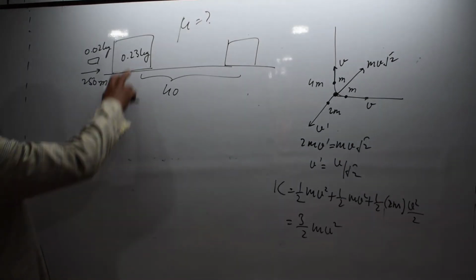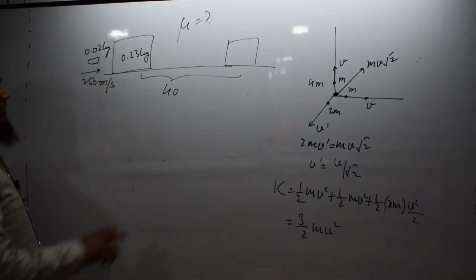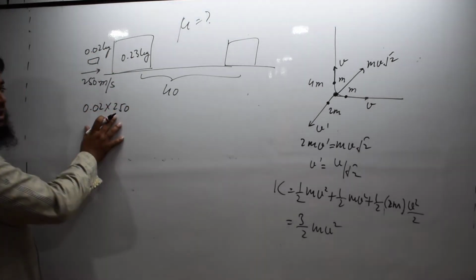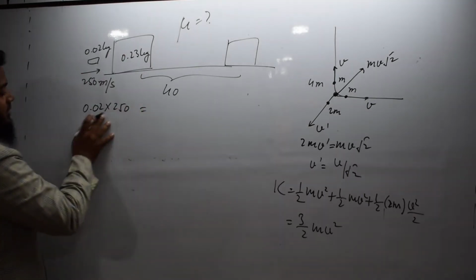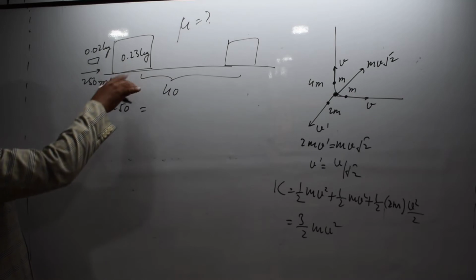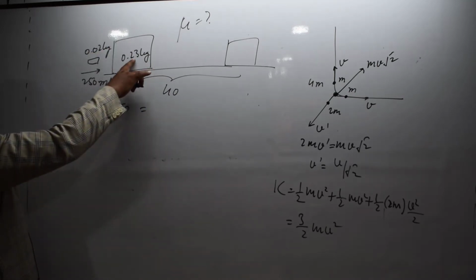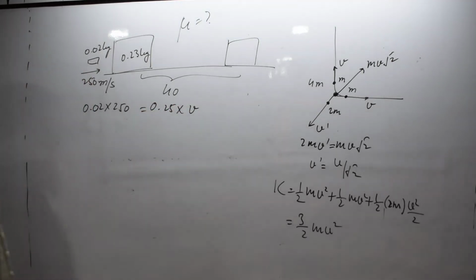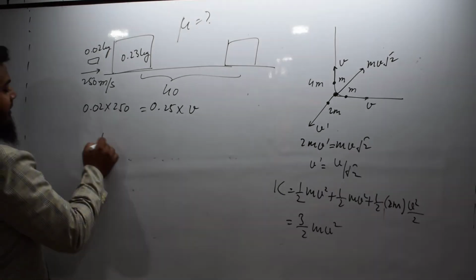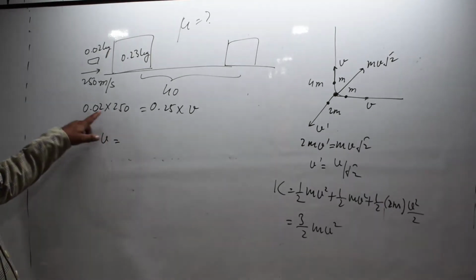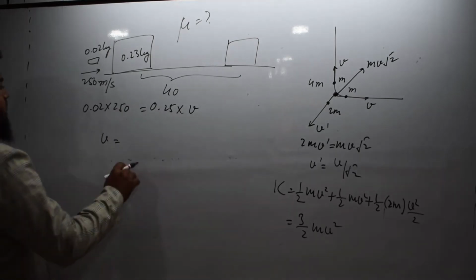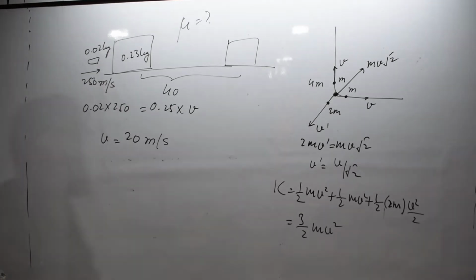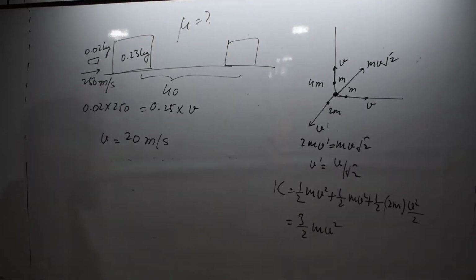Now, we can calculate the initial velocity of the bullet and block system from conservation of momentum. 0.02 into 250 is the momentum of the bullet, and initially the block is at rest. So, that is this value, and finally, both are moving together with the same speed. So, mass will be 0.23 plus 0.02, which is 0.25 into, say, common speed v. Then from calculation v comes out to be 20 meter per second. So, the initial velocity of the bullet and block system is 20 meter per second.